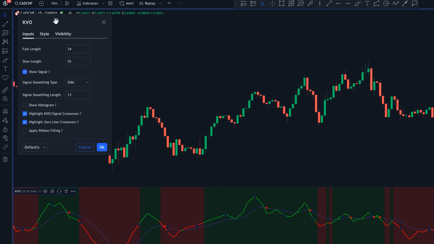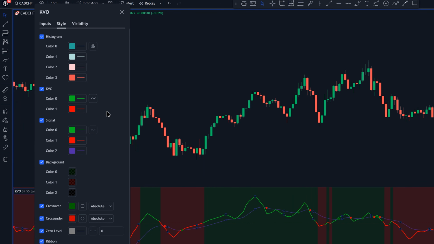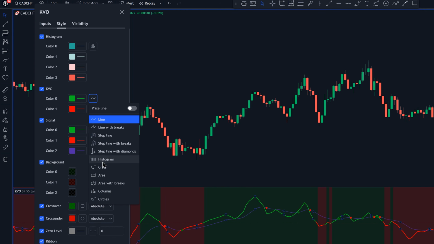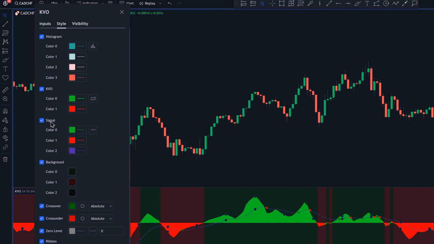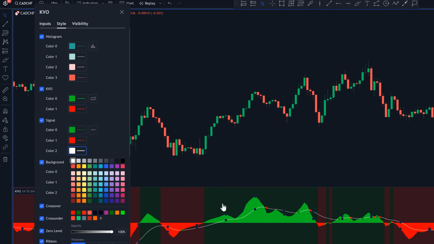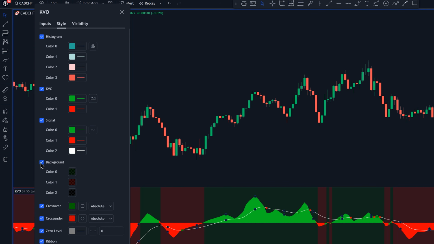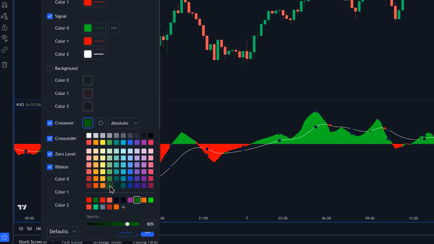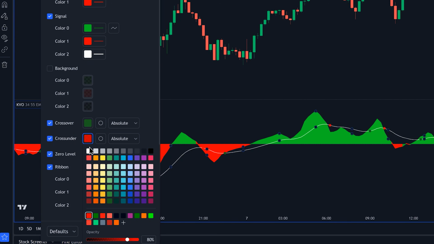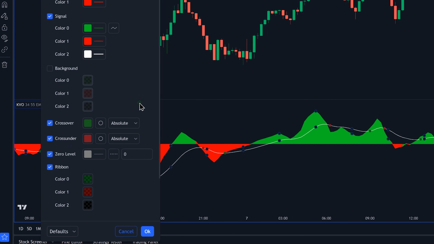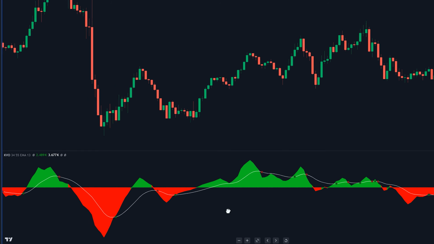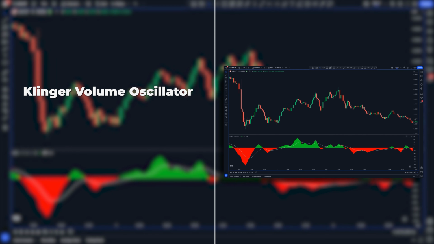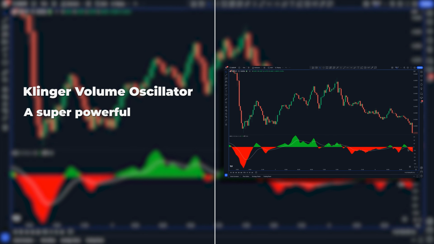You just access the settings, and then on the style tab, you want to change the display style for the KVO option to area. Change color 2 of the signal line to white to make it more visible. And then we also want to disable the background. Next, for the first crossover option, we want to change its color to a darker shade of green. Increase the opacity to 100%. Do the same for the second crossover option. Change its color to a darker shade of red with 100% opacity. After that, click OK.